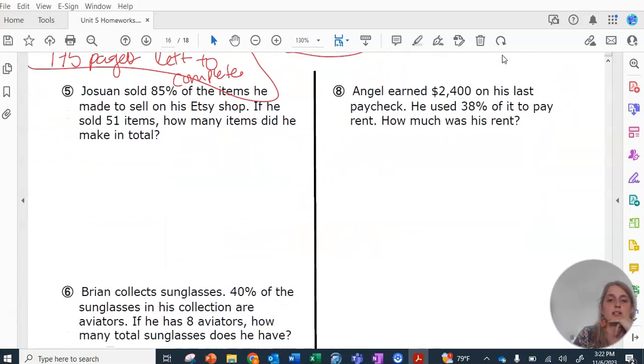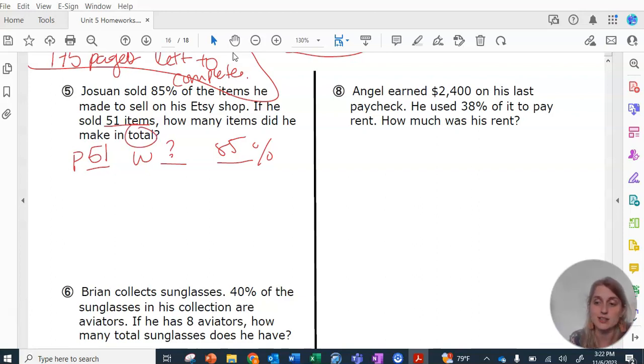Joswan sold 85% of the items he made to sell on his Etsy shop. Ooh, I love to shop on Etsy. 85%. If he sold 51 items, did he sell all the items on his Etsy shop? No. That's the part that he sold. How many items did he make in total? Oh, that word total too is another clue.